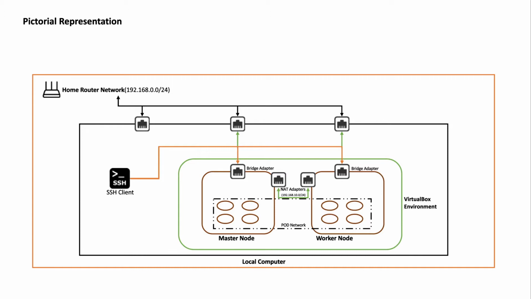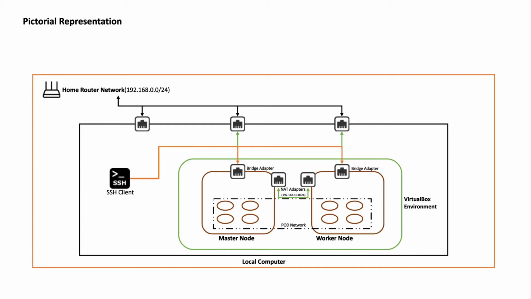Now, how exactly are the master and worker node going to communicate? They are going to have these NAT adapters. So within this entire virtual machines network, or VirtualBox network, we are going to create a NAT adapter, and we are going to specify a CIDR range, and we need to make sure that this CIDR range is not conflicting with your home router network.